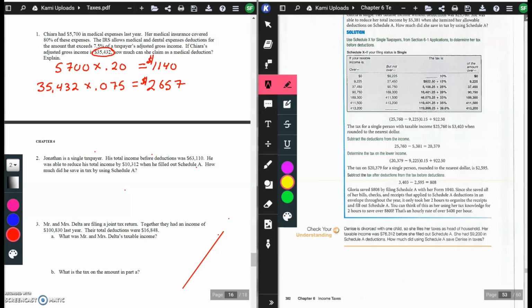So it says, how much can she claim as a medical deduction? Explain. Okay. She can only claim the amount if it exceeds this. Okay. So if her cost was more than $2,657, she could claim anything over that. But since she only paid $1,140, that's less than the $2,657, so $1,140 is less than $2,657. So since it's less, she can claim $0.